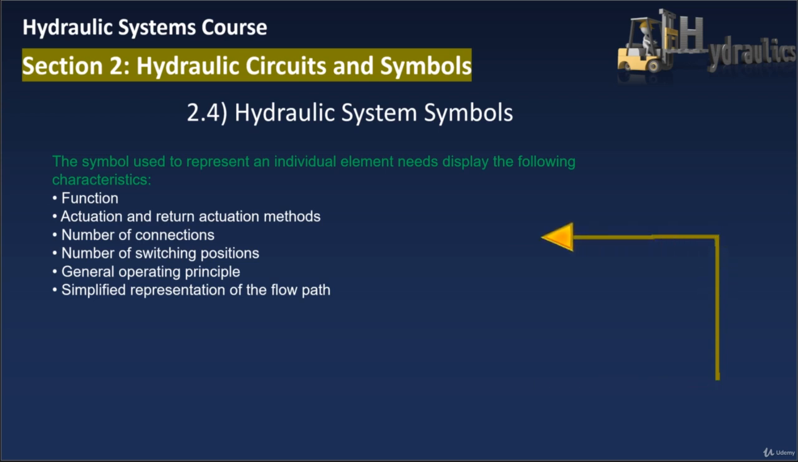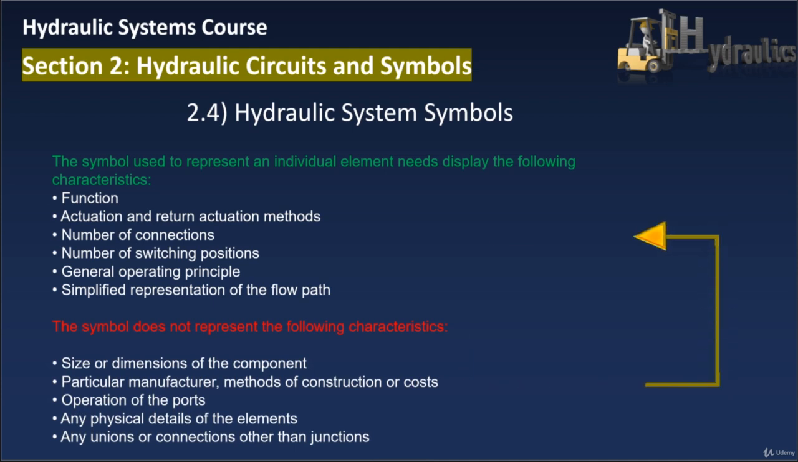You can identify the basic or general operating principle of a hydraulic circuit, and simplified representations of the flow path. We need to trace the oil from the originating point, whether it is a hydraulic tank or reservoir or a pump, till the actuator or actuating mechanism.